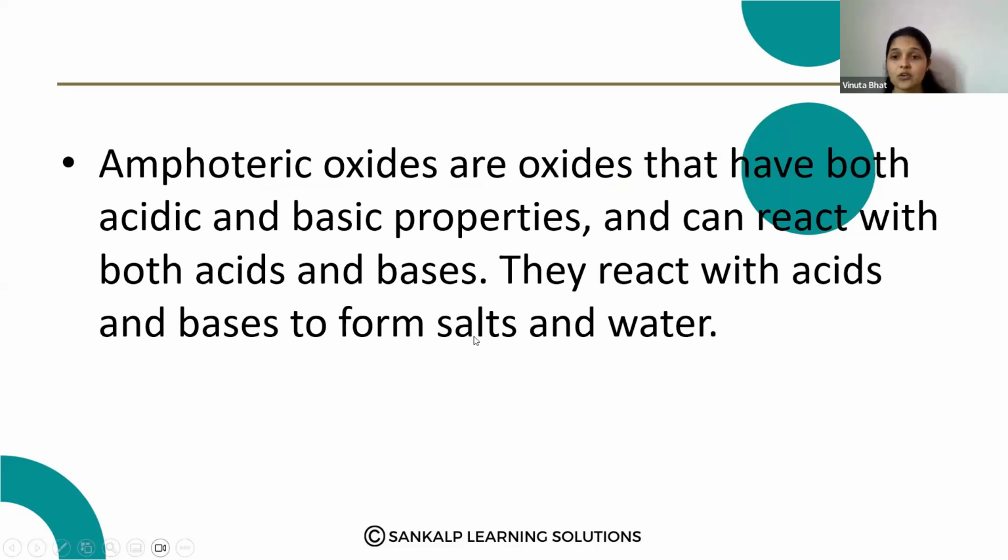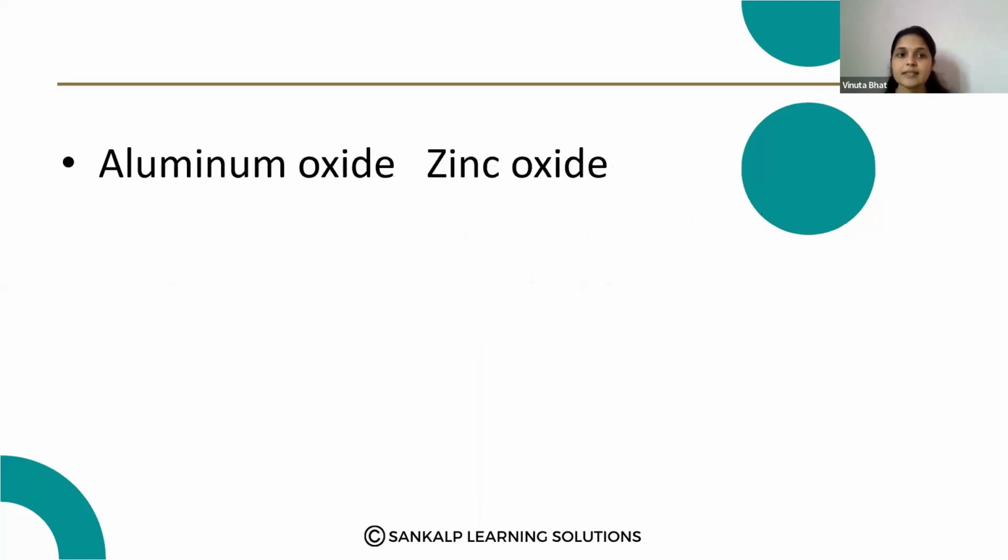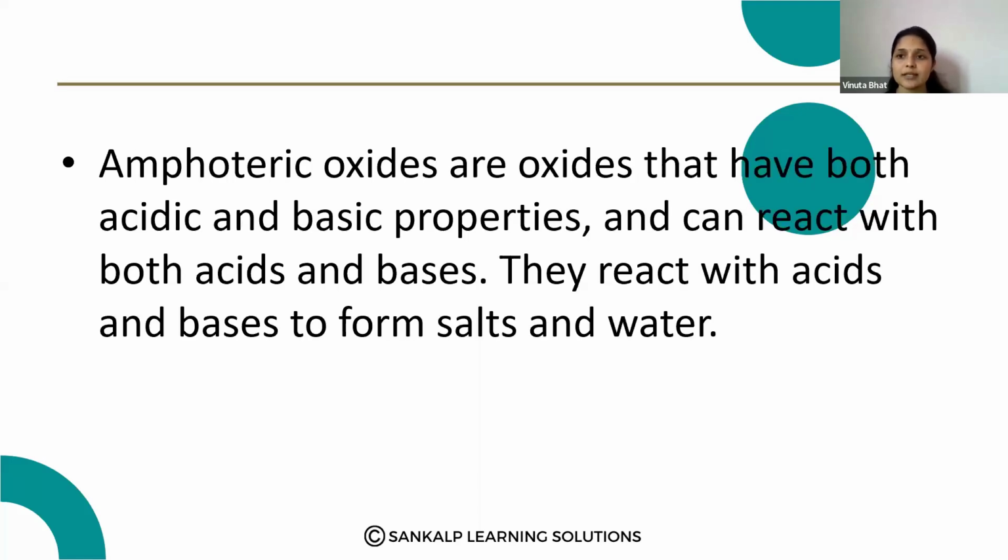Amphoteric oxides are oxides that have both acidic and basic properties and can react with both acids and bases. They react with acids and bases to form salts and water, so they are called amphoteric oxides. Please note down this. Examples: aluminium oxide and zinc oxide. They are examples of amphoteric oxides.